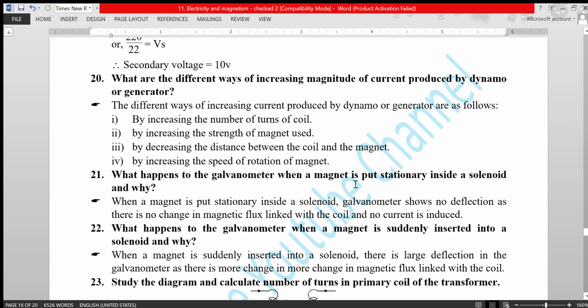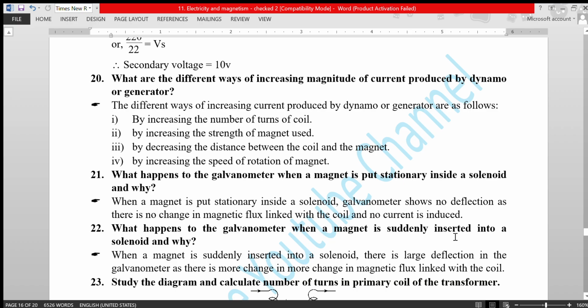What happens to the galvanometer when the magnet is put stationary inside the solenoid, and why? When a magnet is put stationary inside a solenoid, the galvanometer doesn't show any deflection, as there is no change in magnetic flux linked with the coil, and no current is induced.